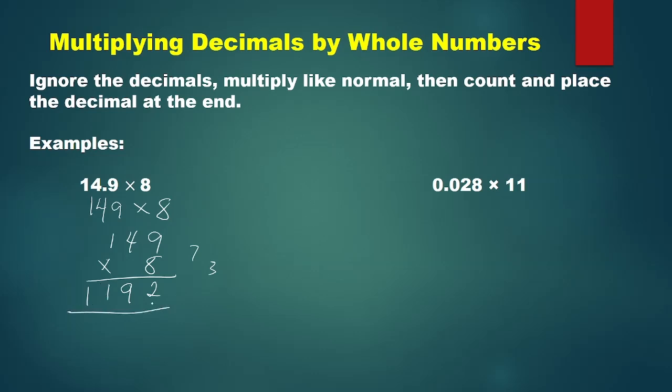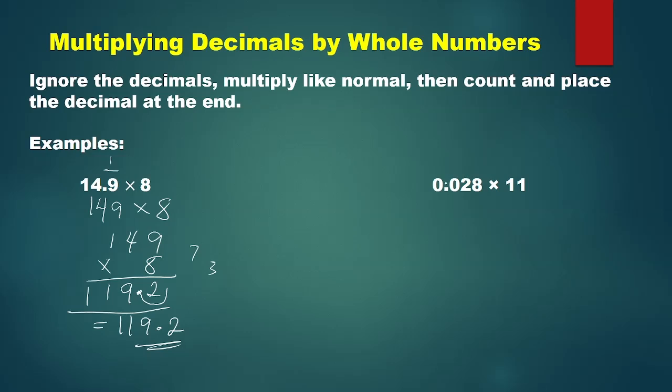Then after my multiplication, because I only have one decimal place and there is no decimal place here, so I'll just come to my answer and I'll count just one decimal place. So the answer to that question is 119.2.